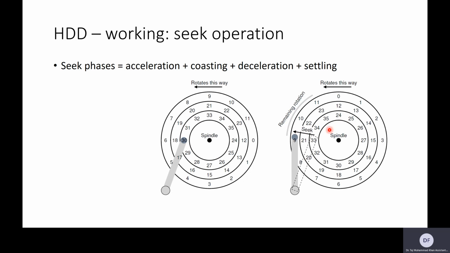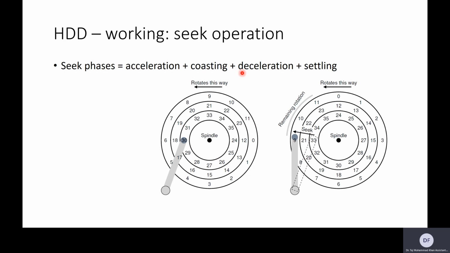So the seek movement can be further divided into different phases. The arm is static, it starts moving, so there is some acceleration. The first phase we call acceleration, and after accelerating it reaches a top speed, and after reaching top speed it will continue to move at that top speed. We call this movement coasting.